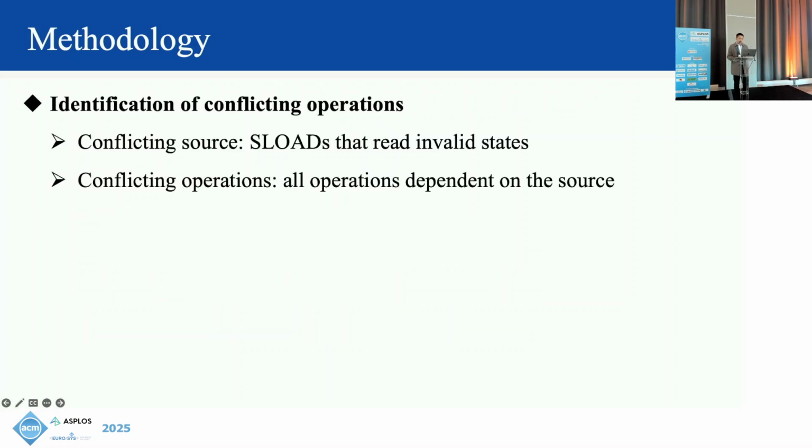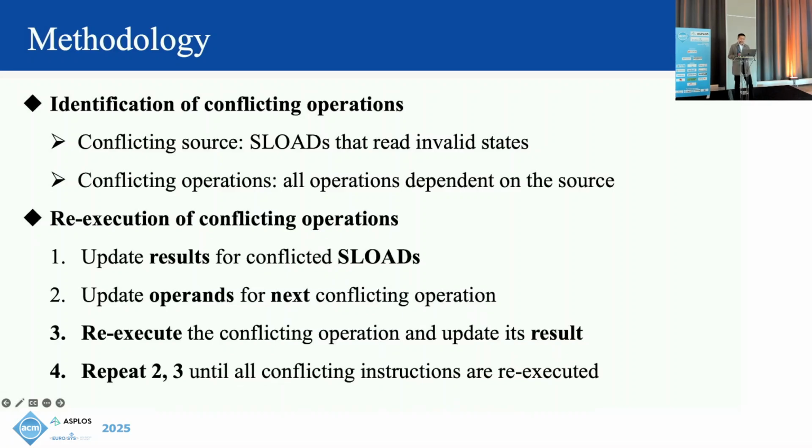Let's discuss how to identify and re-execute conflicting operations. The process begins during the validation phase, where we first verify each transaction's read set against committed states. The sources of conflicts are SLOAD instructions that read dirty and stale states. Once we identify all conflicting sources, we use the operation logs to trace all operations that depend on them. The re-execution process proceeds in the following steps.